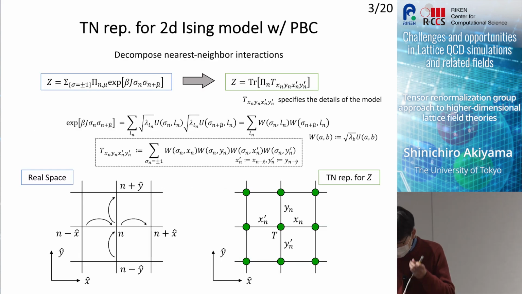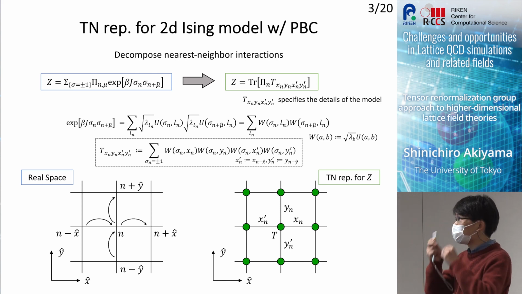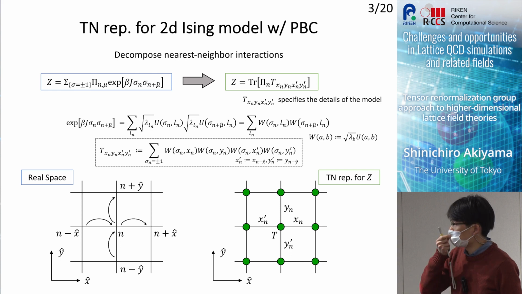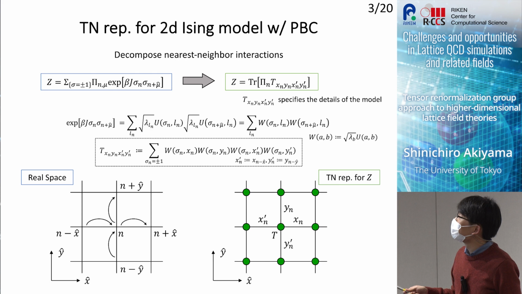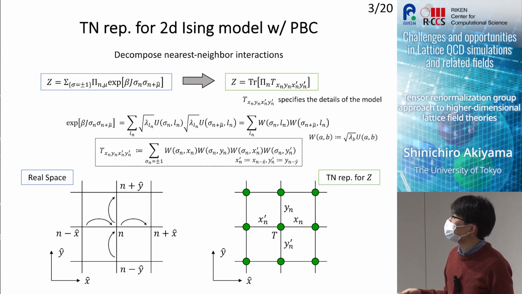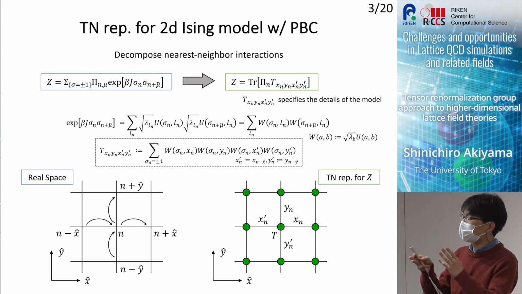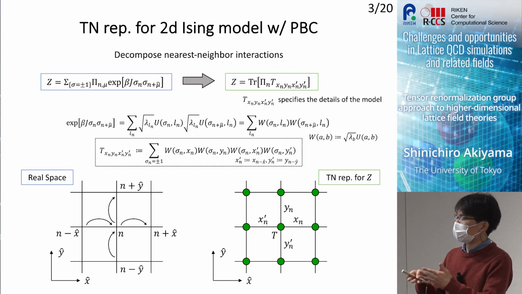Okay, so then I'd like to explain the first part by using some simple example, which is the partition function of the two-dimensional classical Ising model defined on the square lattice under the periodic boundary condition. So as you know, this is a typical partition function of the two-dimensional Ising model, and the sigma denotes the Ising spins. And actually, there are various ways to derive the tensor network representation for target functions.